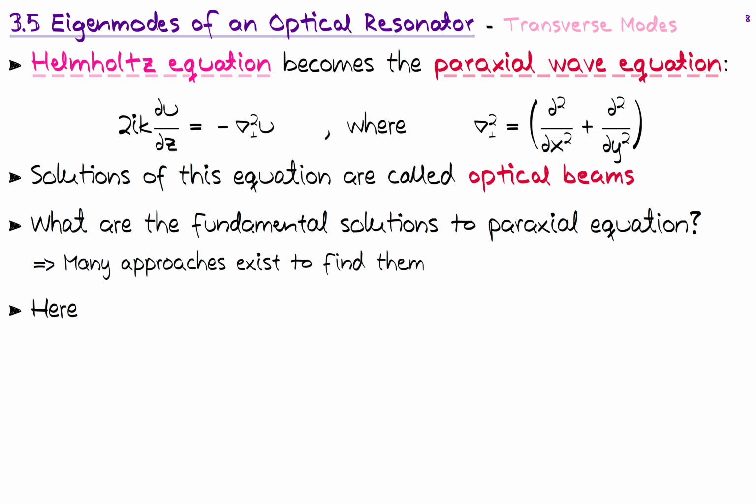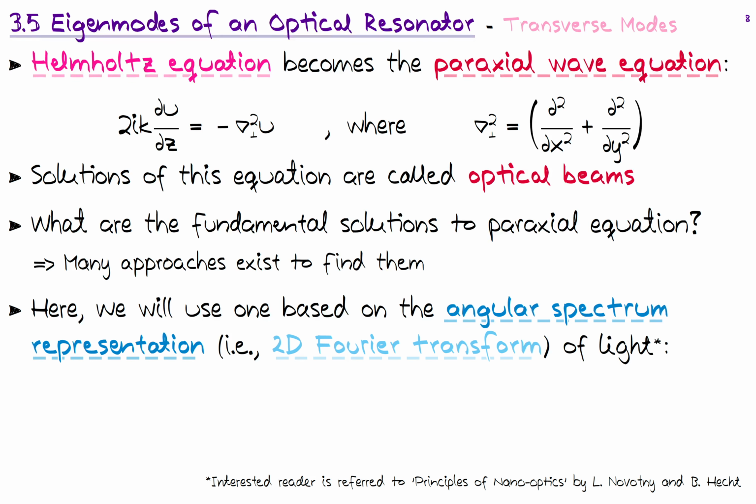So basically what we do here is that we rely on angular spectrum representation. More on that, of course, in Lukas Novotny and Bert Hecht's book, Principles of Nano-Optics. Excellent textbook in general. I really recommend looking into that for many interesting bits and pieces of physics and optics. And basically this angular spectrum representation mathematically means that we take a 2D Fourier transformation of light.